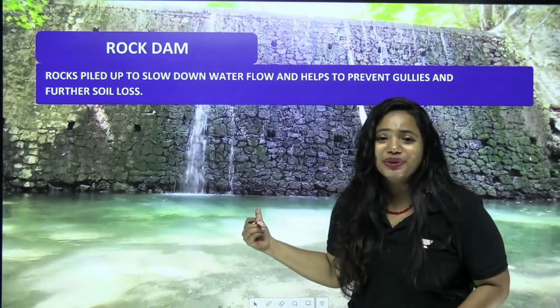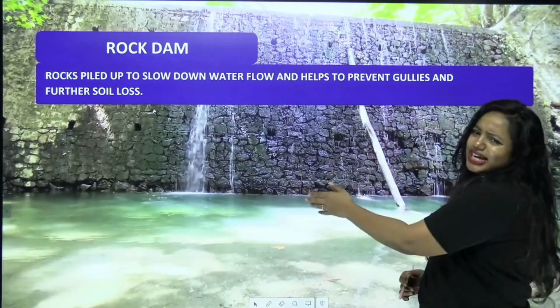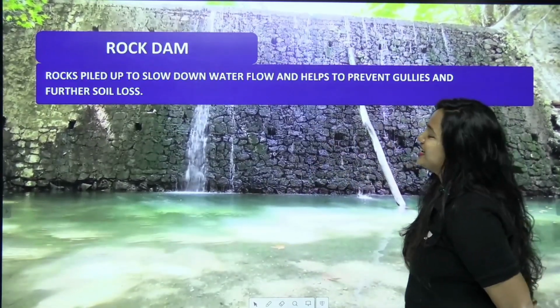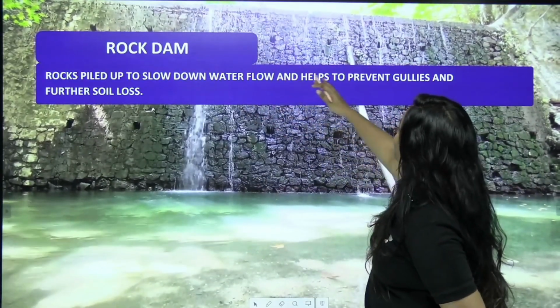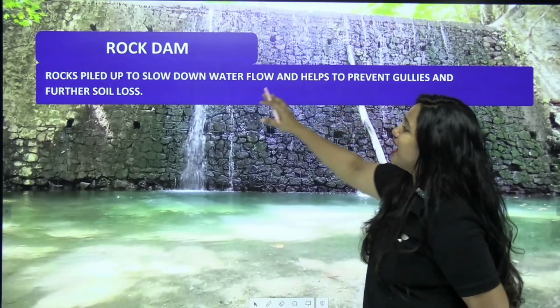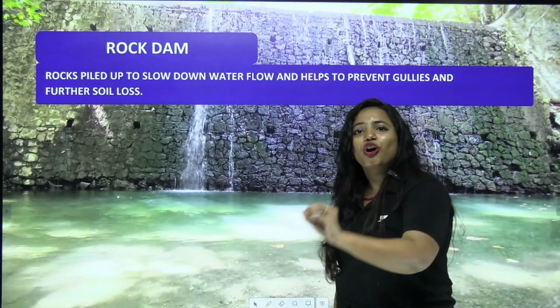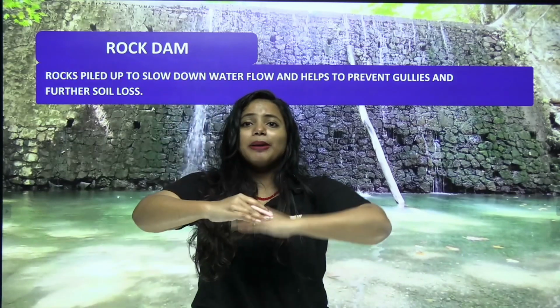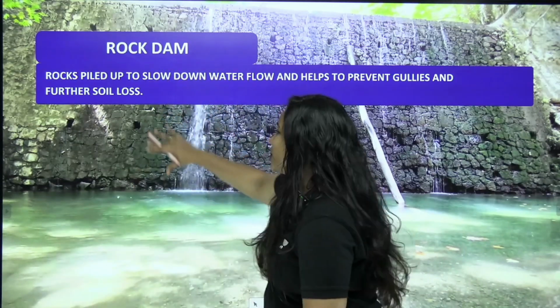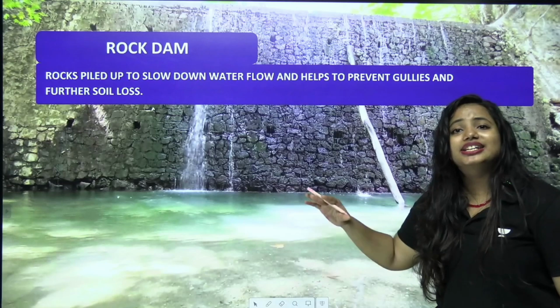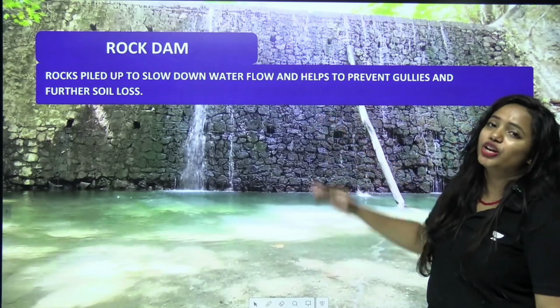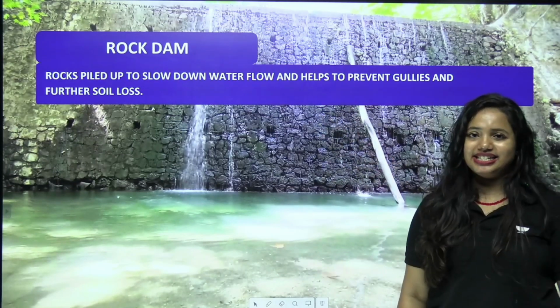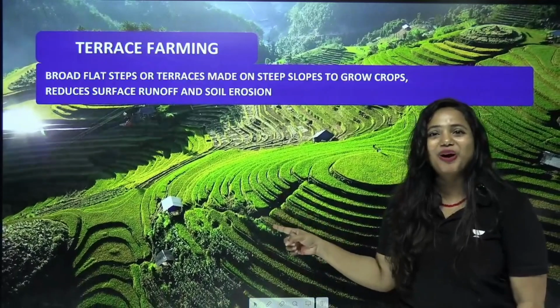And what about the third one? Rock dams. You might have seen these kind of rock dams in your life, right? So rocks piled up to slow down water flow and help to prevent gullies and further soil loss. So soil loss has to be prevented to a great extent. So for that, we can pile up these rocks and construct a structure like this. This can definitely reduce soil erosion to a great extent.